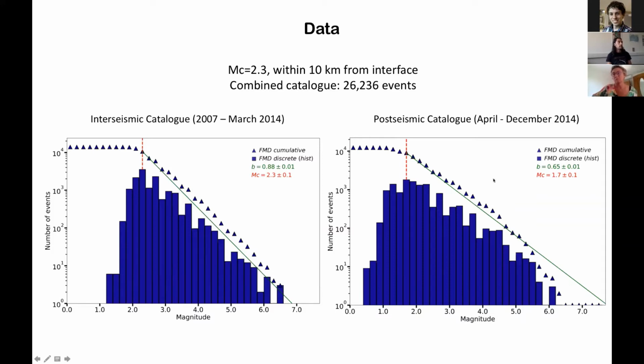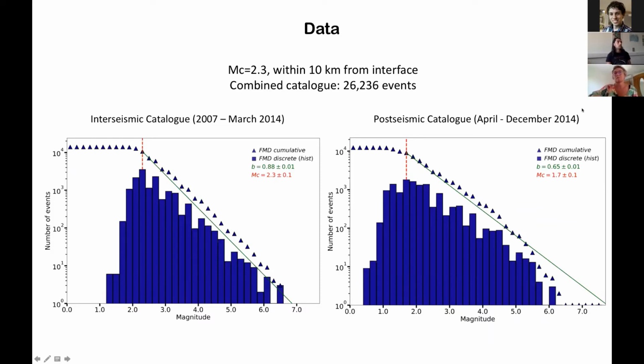And on the right side, we have the post-seismic catalog, for which the magnitude of completeness in this case is around 1.7, but we wanted to be quite conservative, so we set the magnitude of completeness to 2.3 as a combined magnitude of completeness for both catalogs. And again, the triangles indicate the cumulative distribution, showing this exponential distribution, and then the non-cumulative distribution indicated by the blue bars.